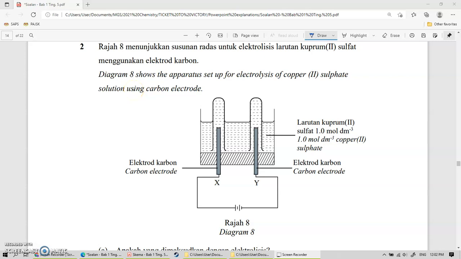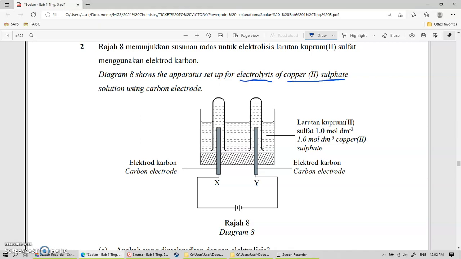For this question, we need to look at the diagram given. This is electrolysis of copper 2 sulfate solution using carbon electrode. Okay, so it's copper 2 sulfate solution, alright, and using carbon electrode.